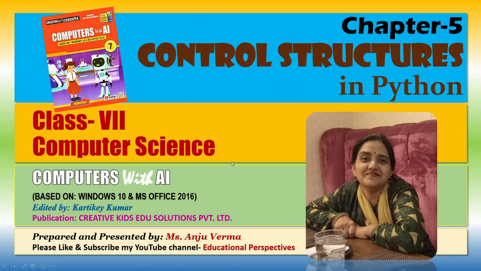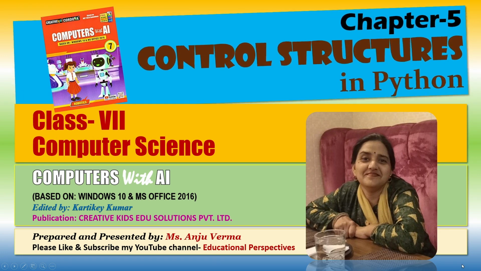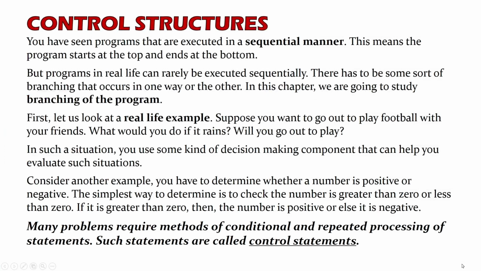Hello friends, today we are going to learn chapter 5, control structures in context with Python, of class 7th computer science. So here goes your chapter.